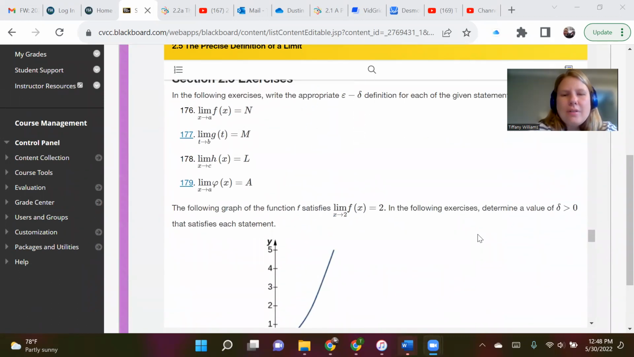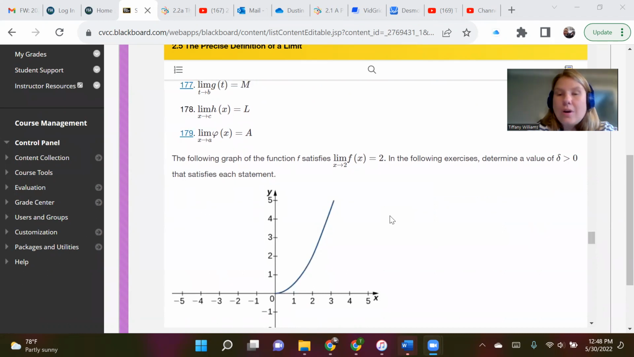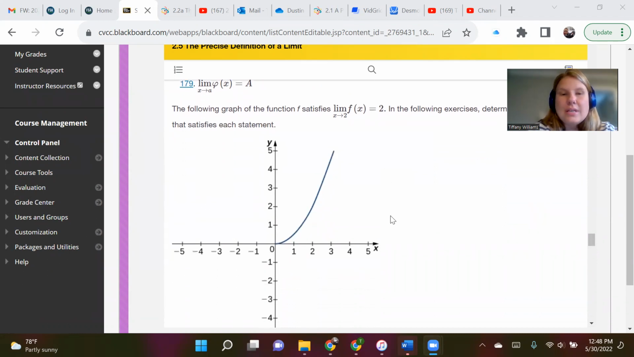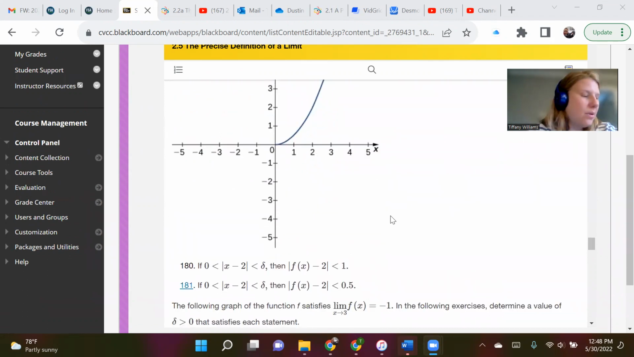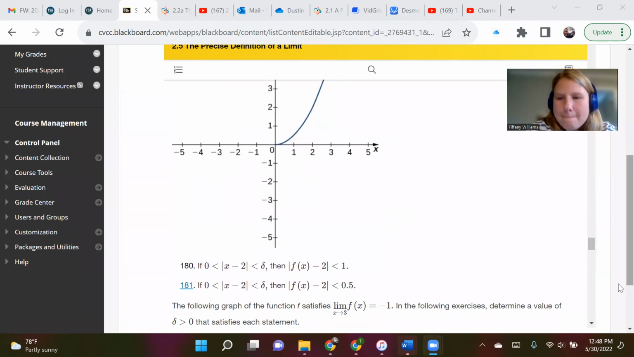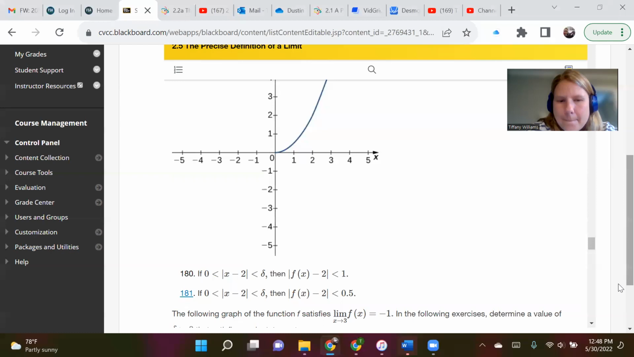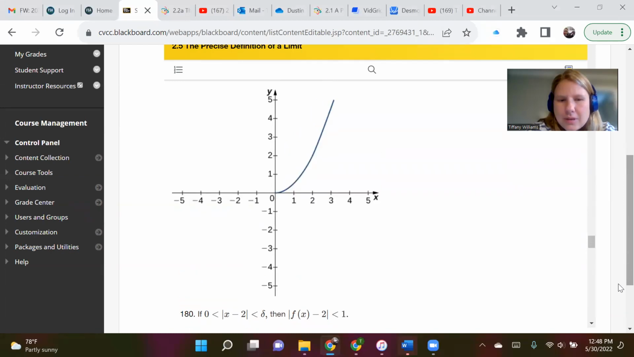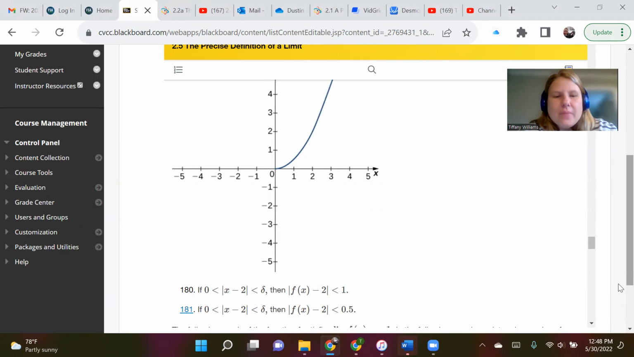So the following graph of the function f satisfies the limit as x approaches 2 of f of x equals 2. In the following exercises, determine a value of delta greater than 0 that satisfies each statement. So our statement on number 181, I really want to be able to show this at the same time. Okay, so if 0 is less than the absolute value of x minus 2 is less than delta, then the absolute value of f of x minus 2 is less than 0.5.